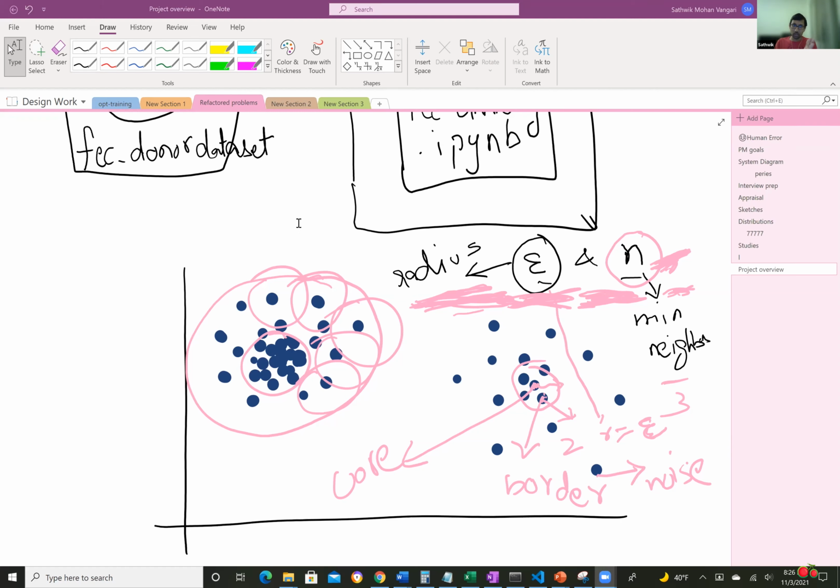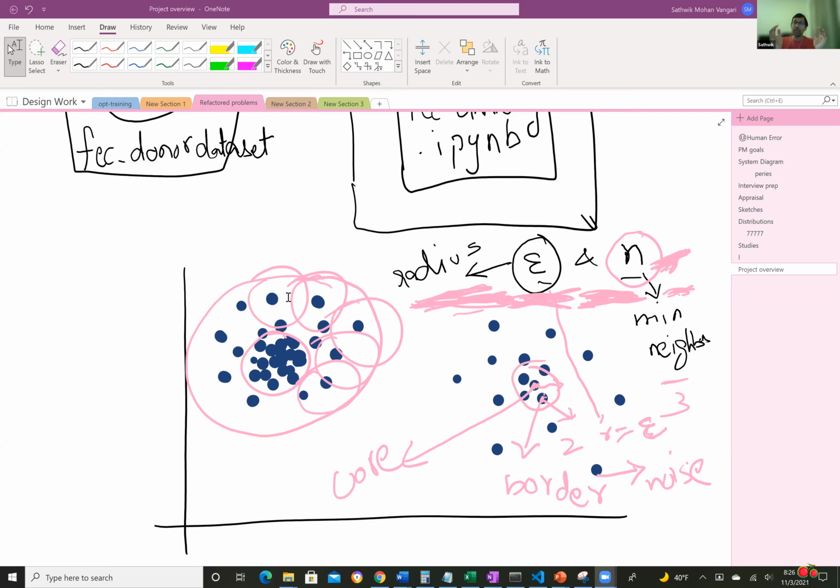And based on that circle, what the model basically tries to understand is, once it draws the circle, how many other data points actually fall within this circle, fall inside this circle, right?